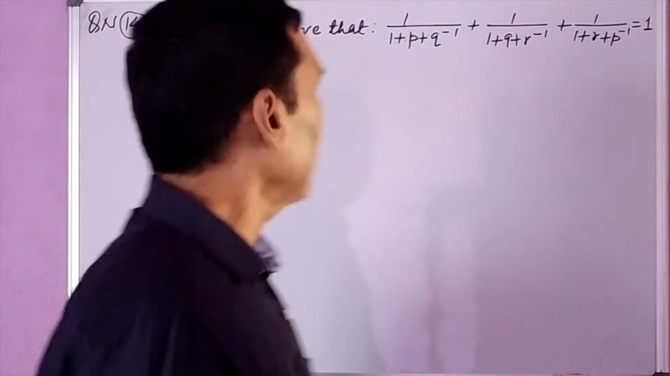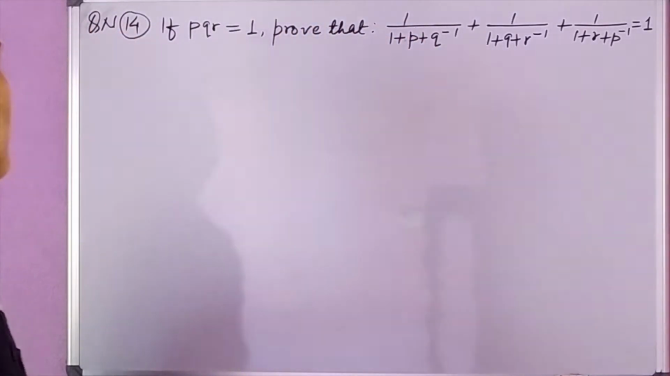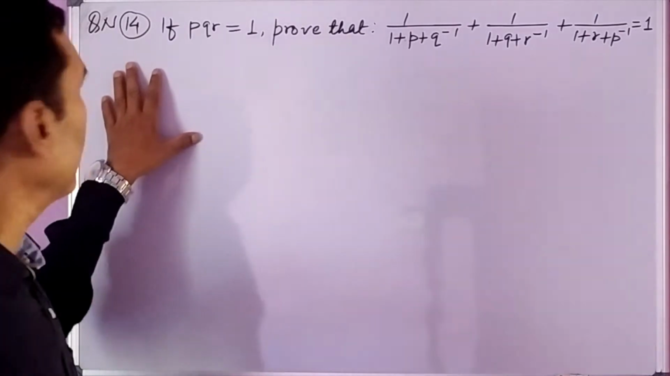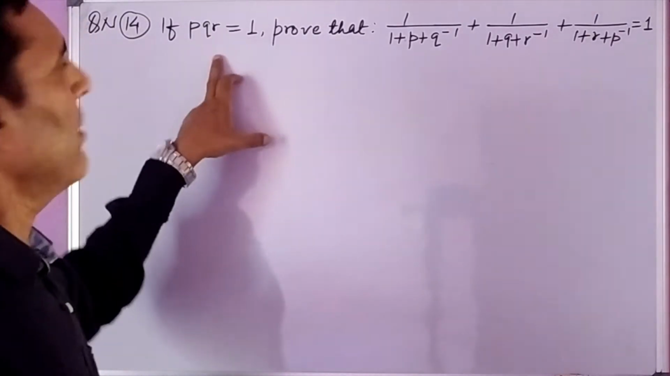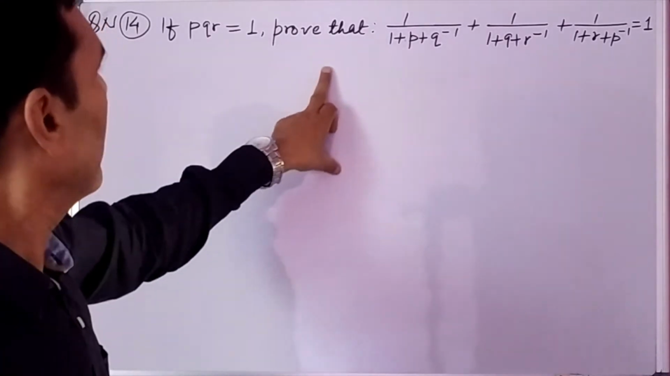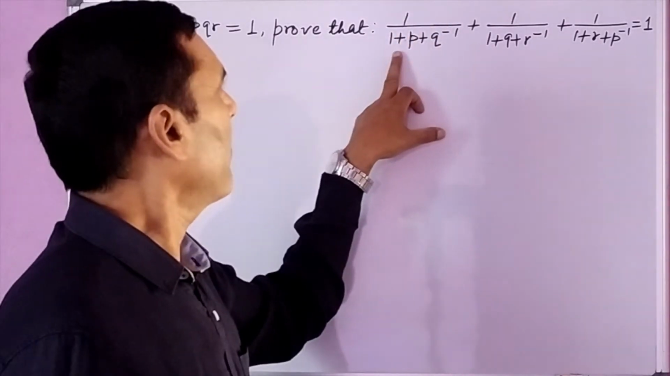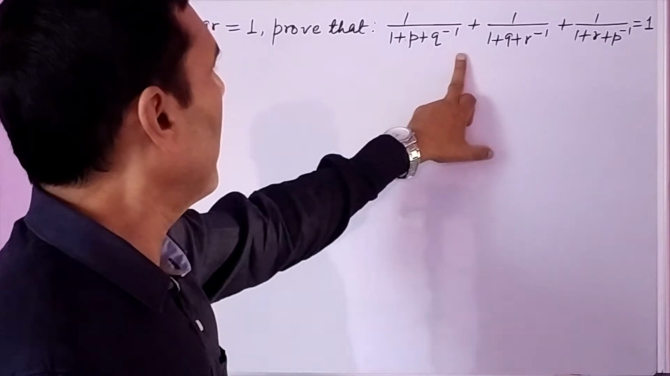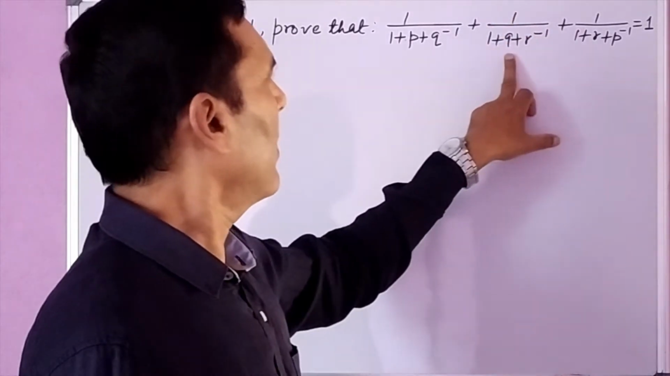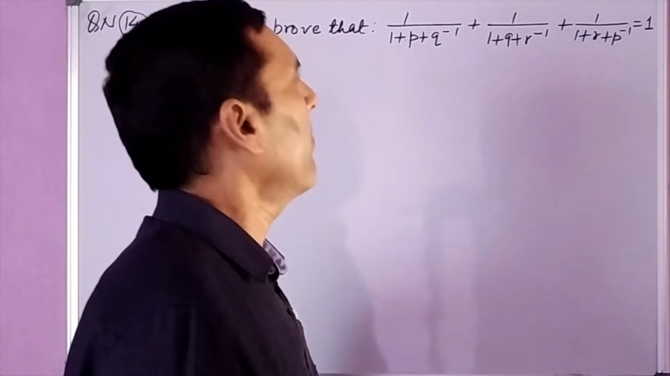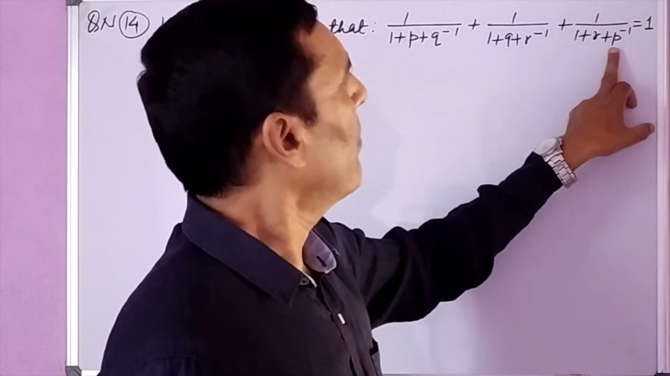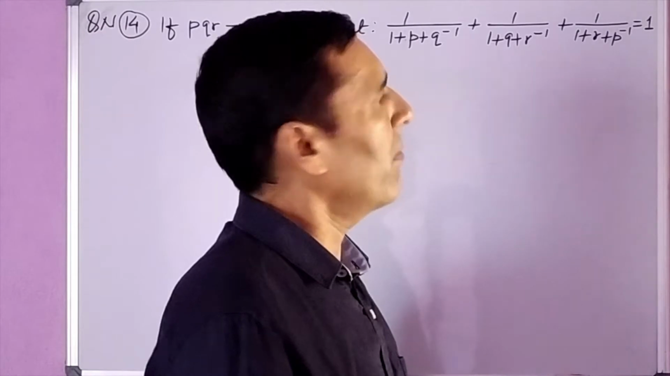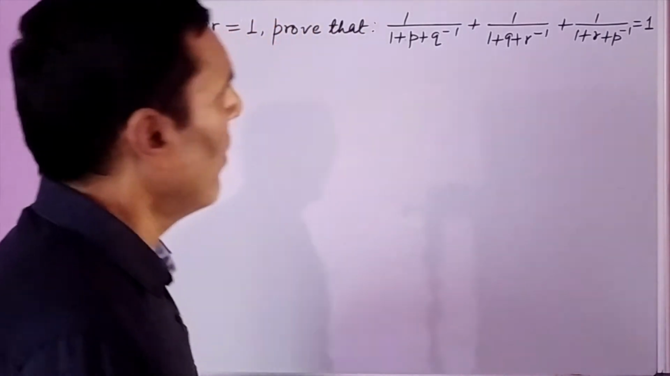Everyone, here we have another question from indices. Question number 14. The question is: if P into Q into R is equal to 1, prove that 1 upon 1 plus P plus Q to the power minus 1, plus 1 upon 1 plus Q plus R to the power minus 1, plus 1 upon 1 plus R plus P to the power minus 1 is equal to 1.